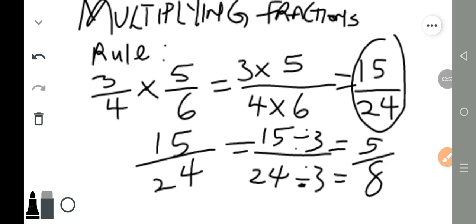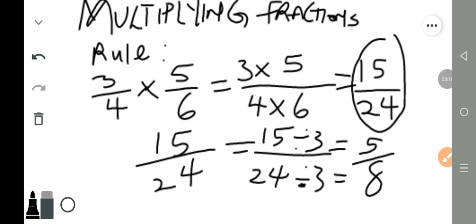That's your final answer. So what we did first was to multiply all of the numerator, and then we came back to the denominator. After multiplying the numerator and the denominator, what you are going to do is to simplify. So you simplify it to its lowest term, and that's how you get your answer.